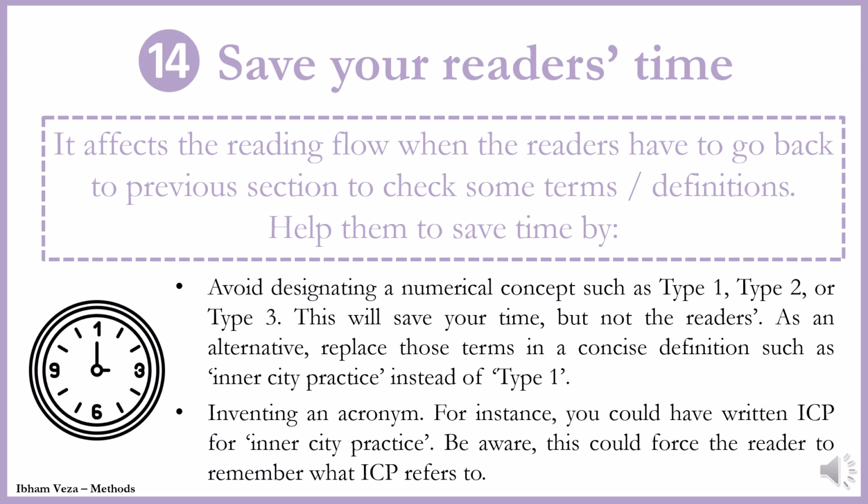14. Help your readers save time while reading. When writing methods, make it easy for your readers to follow along. Avoid forcing them to flip back and forth between sections. Here's how. Avoid unclear labels like Type 1 or Type 2. Instead, use short descriptive phrases like inner city practice so readers instantly understand. Limit unnecessary acronyms. While acronyms like ICP for inner city practice save space, they disrupt flow if readers have to remember or search for their meaning. Write clearly so your readers stay focused without extra effort.